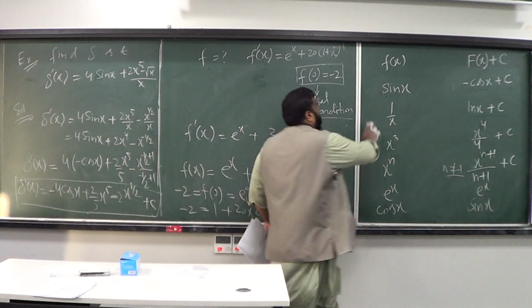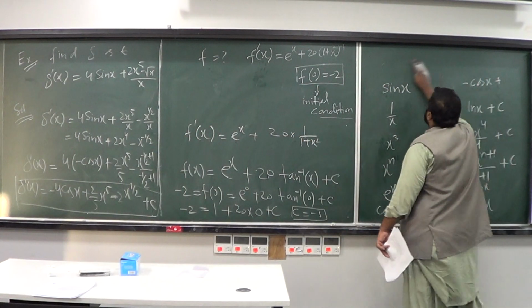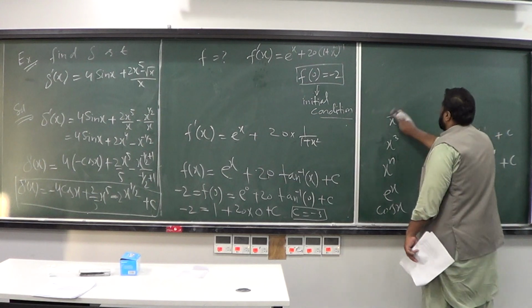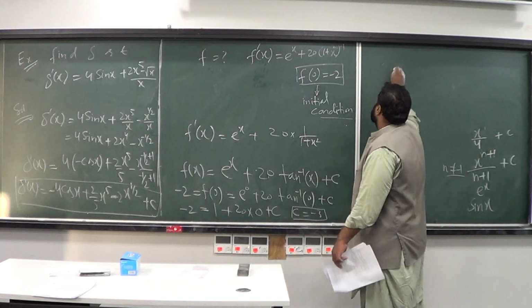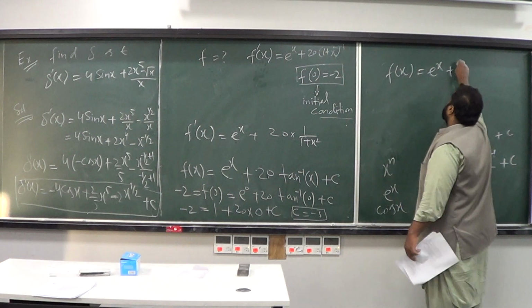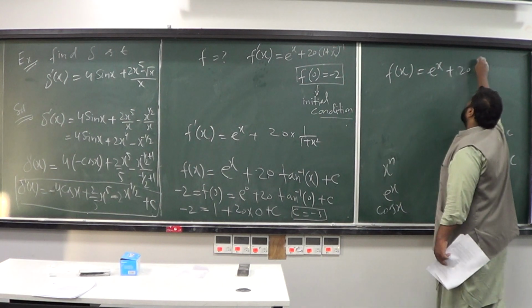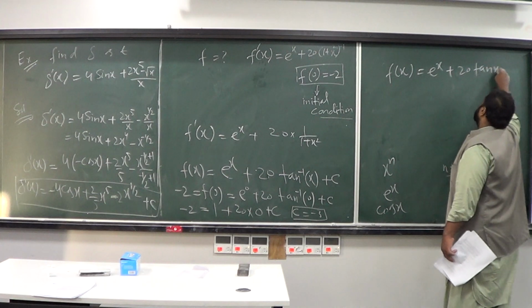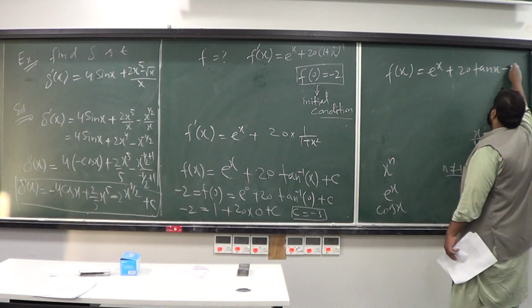So hence, the function that you need is f of x equals e to the x plus 20 tan inverse x minus 3.